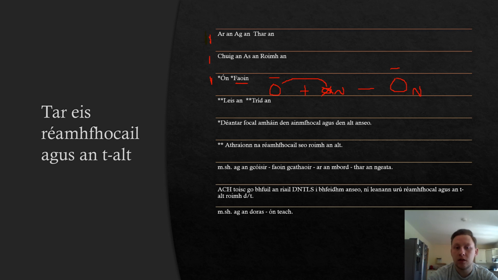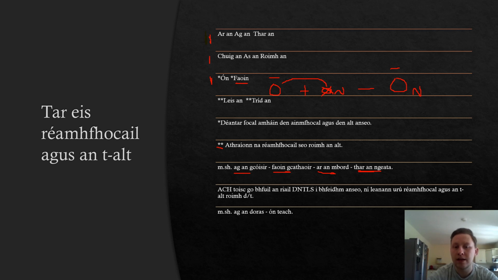Leis on and tríd on, prepositions that change before the article. So these words change. These prepositions change before the article. So leis on and tríd on. So examples would be at the party, under the chair, on the table, over the gate.